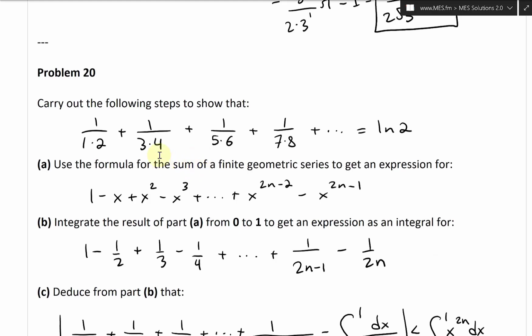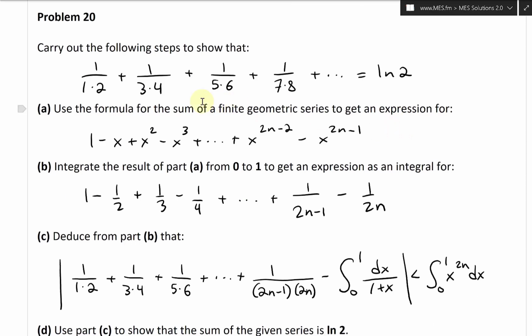Now let's go over to problem 20. Problem 20 states, carry out the following steps to show that 1 divided by 1 times 2 plus 1 divided by 3 times 4 plus 1 divided by 5 times 6 plus 1 divided by 7 times 8 plus, etc., equals ln 2. So now it's given us steps to follow to show that.